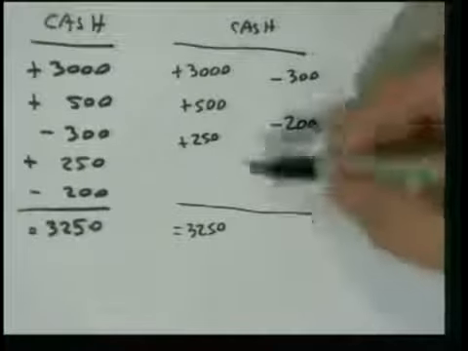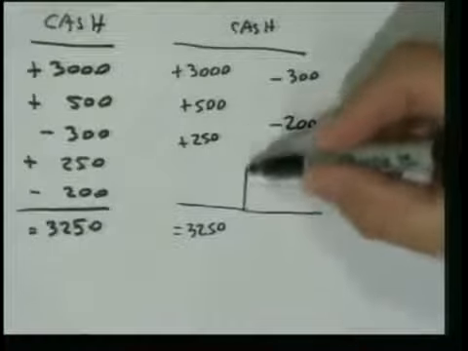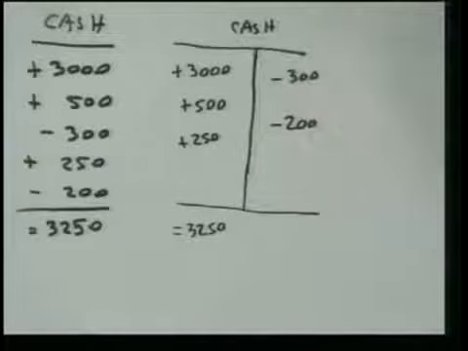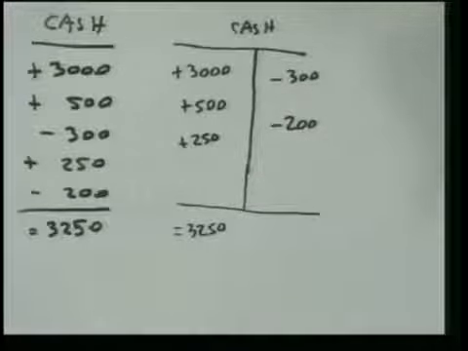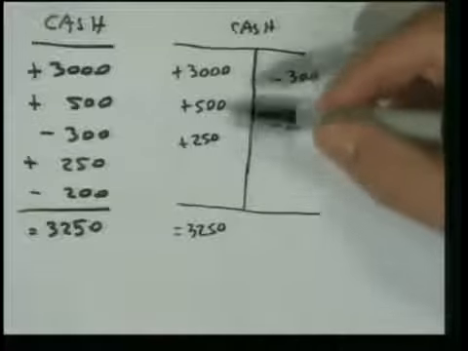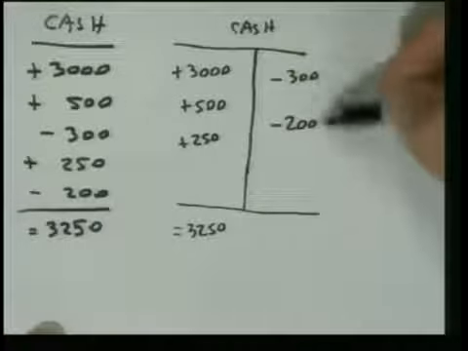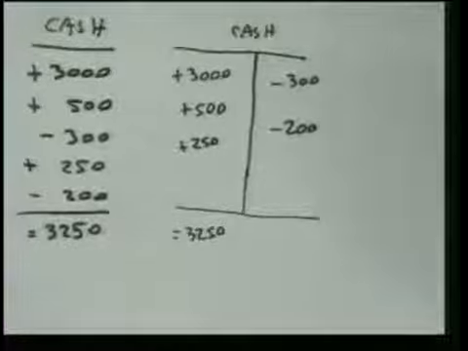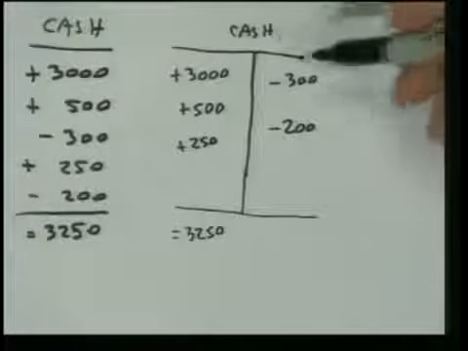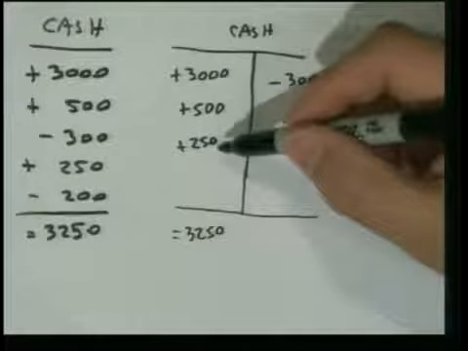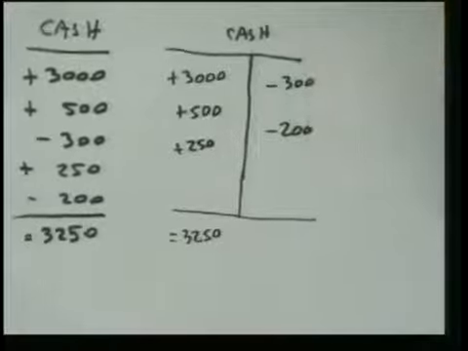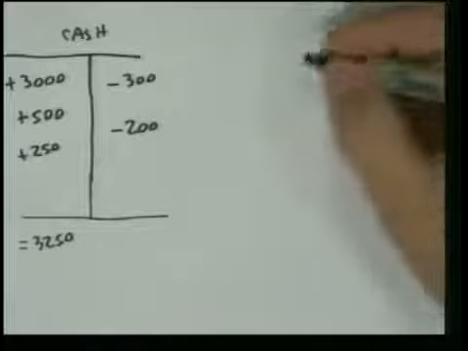Well, let me go ahead and draw a line down the middle of that. So I put the increases for cash on the left side, the decreases on the right side. If I know that for cash I'm going to put the increases on the left side and the decreases on the right side, why don't we just go ahead and make one little bit more change here?